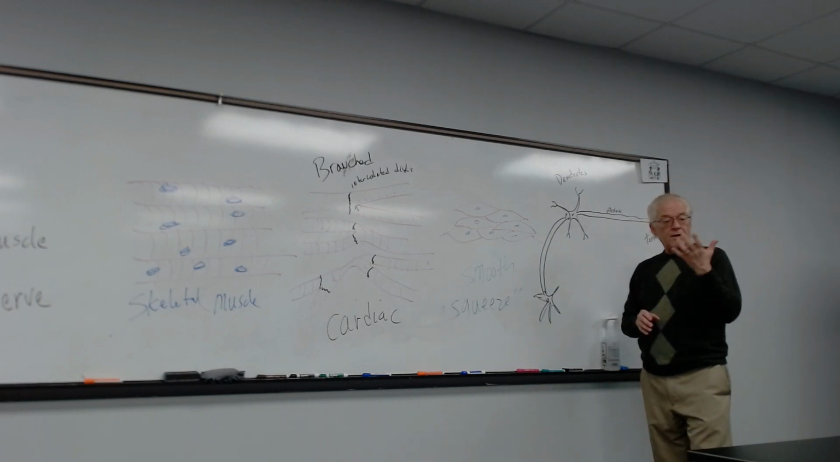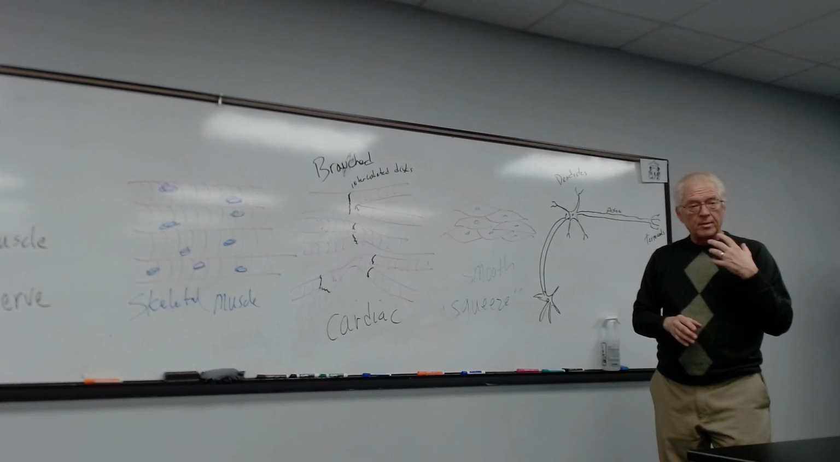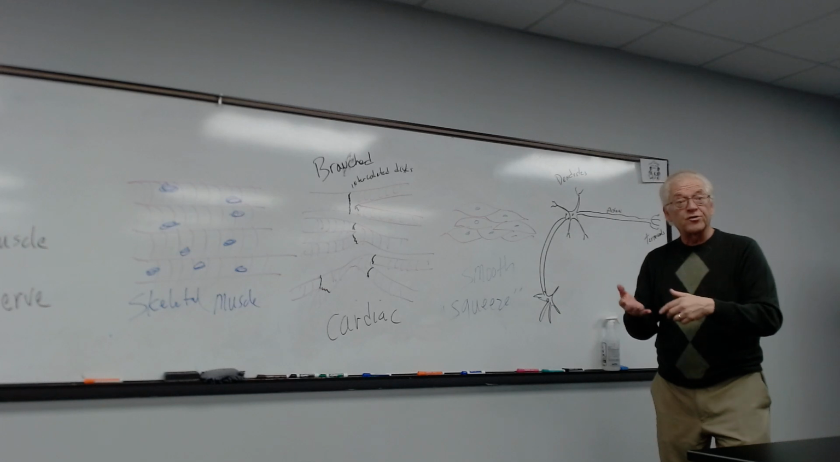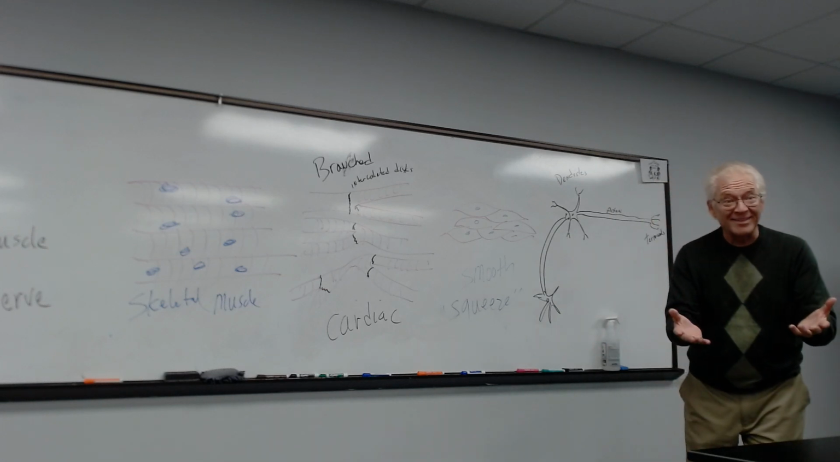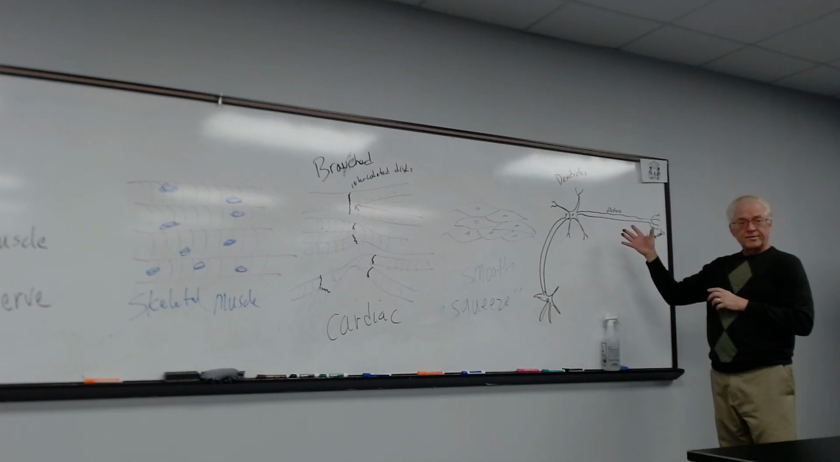Got it? So, oh, that's too hot. Motor neuron says, pull your hand out of the way. Oh, I'm so hot, I'm sweaty. The motor neuron tells your sweat glands to sweat. Got it? So, does that make sense?